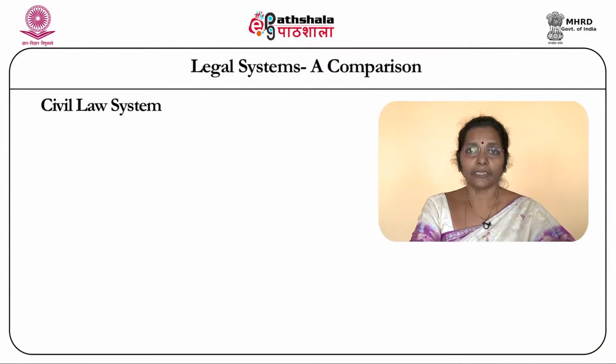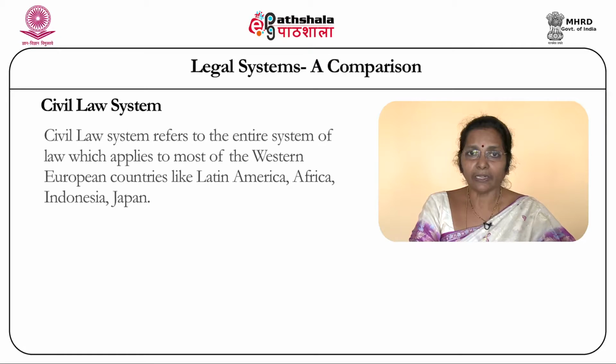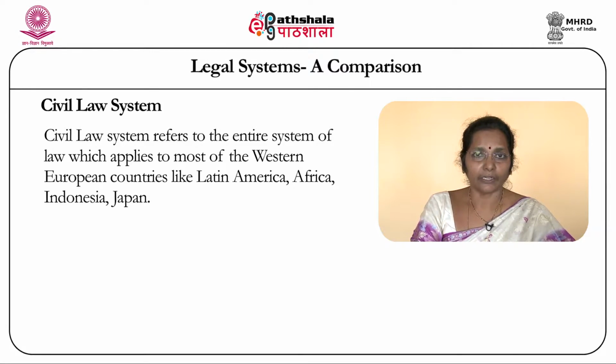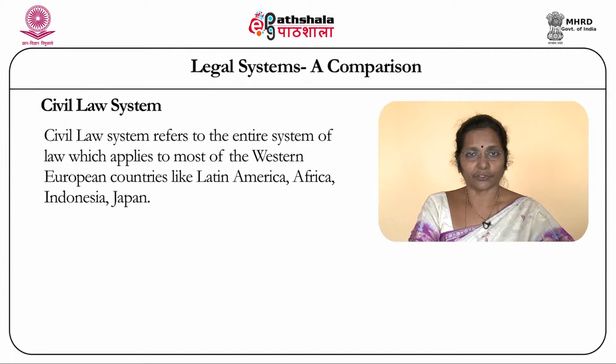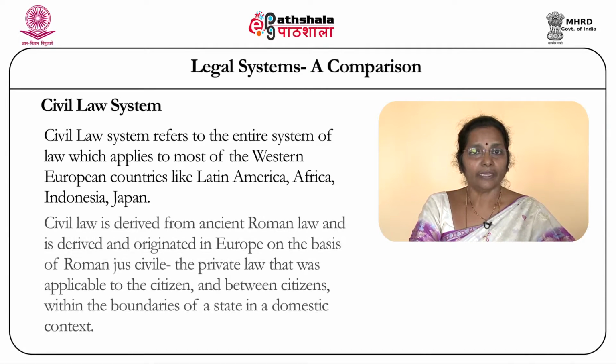Now, coming to the first part, the civil law system. The civil law system refers to the entire system of law which applies to most of the Western European countries, Latin America, Africa, Indonesia, Japan, etc. This civil law is derived from the ancient Roman law and originated in Europe on the basis of Roman jus civile. The term jus civile is the private law applicable to and between citizens within the boundaries of a state in a domestic context.